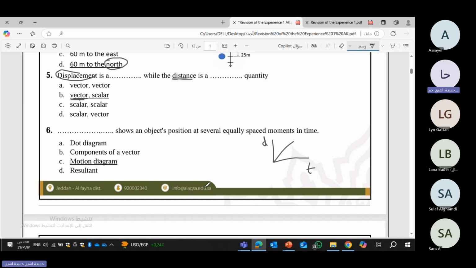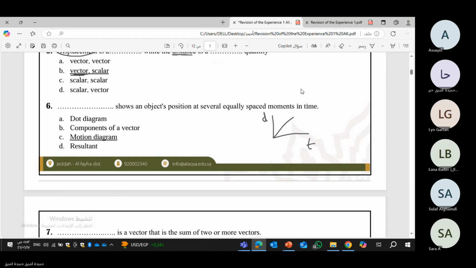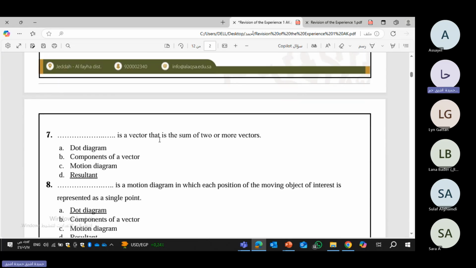Question 7. It is a vector that is the sum of two or more vectors. So when you add two or more vectors, what do we call it? Resultant. Yes, the sum of two or more vectors. This is resultant. Excellent.